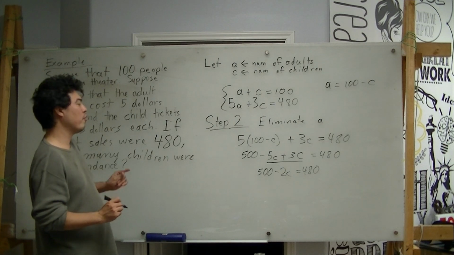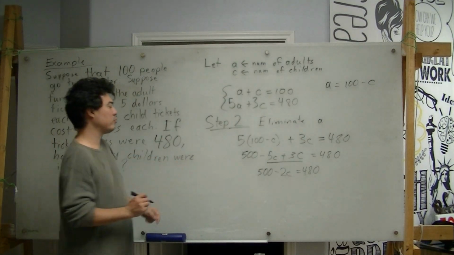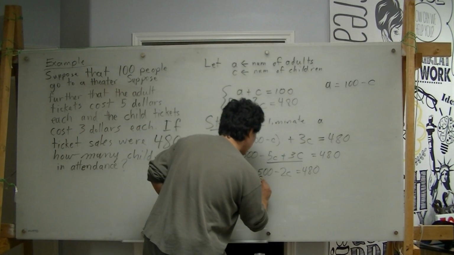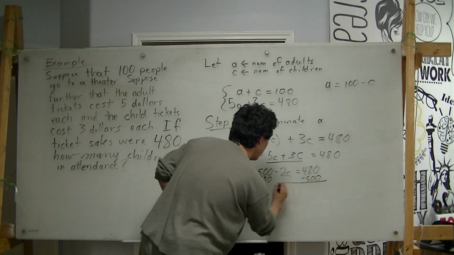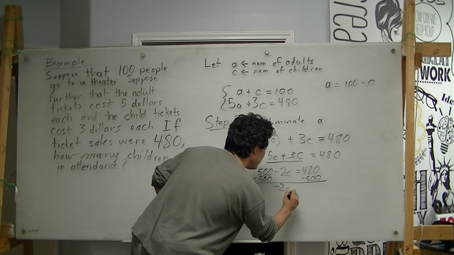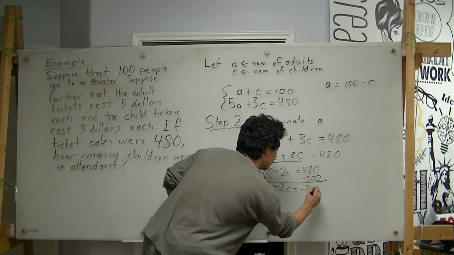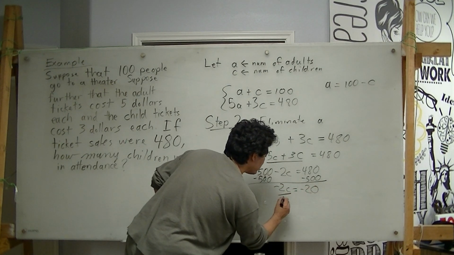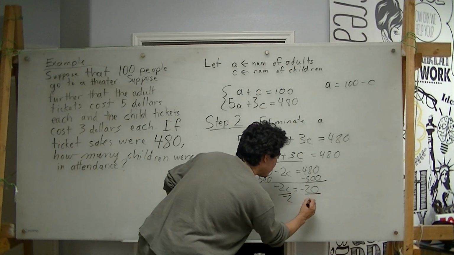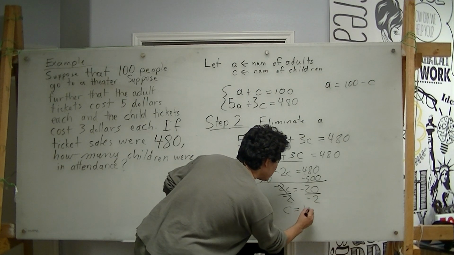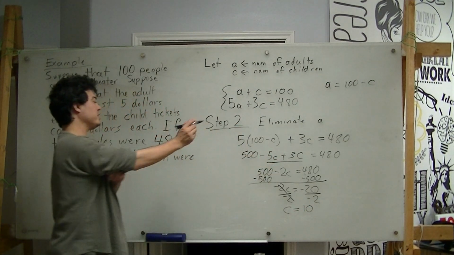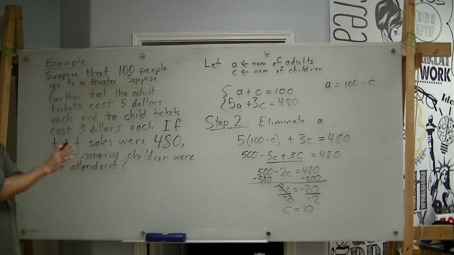Now we're going to move the 500 to the other side by subtracting 500 on both sides. So minus 500, and we get negative 2C equals negative 20. We divide both sides by negative 2, and we get that C is equal to positive 10. So we have just discovered that the number of children that were in attendance was 10.